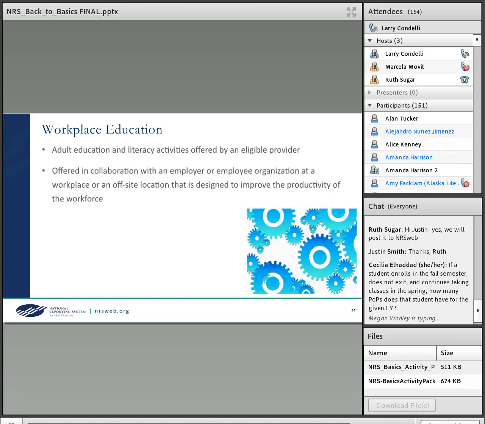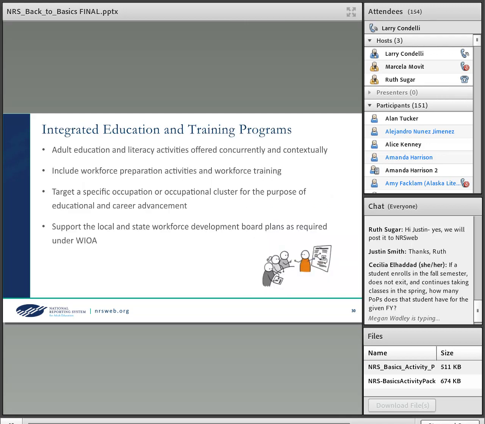Then as far as a few other services that we provide, one is, you may see this term in WIOA as workplace education, and these are literacy activities and workplace activities provided in collaboration with an employer or employer organization or offered in a location that is designed to improve productivity in the workforce. So that's combined with adult ed, and as I mentioned earlier, the goals of WIOA are to integrate adult ed into the workforce, and this is one way that it can be done.